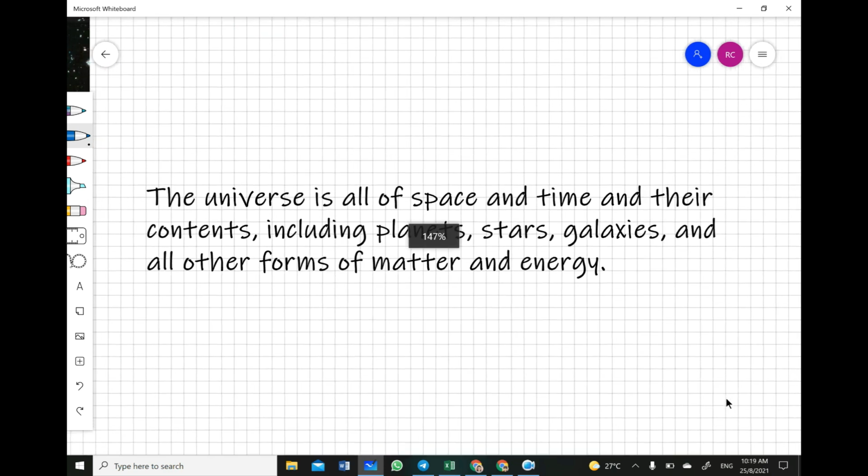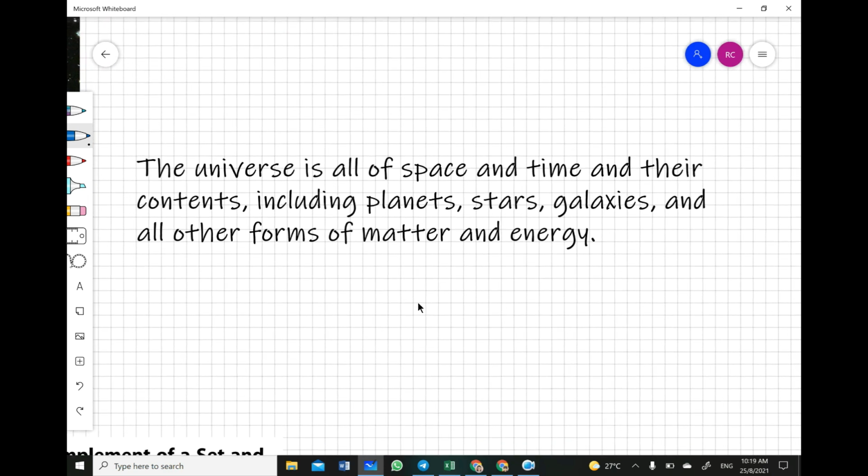The definition of a universe. So you can see from the definition here, the universe is all of space and time and their contents, including planets, stars, galaxies, and all other forms of matter and energy.